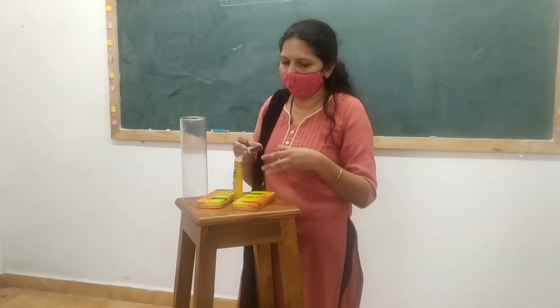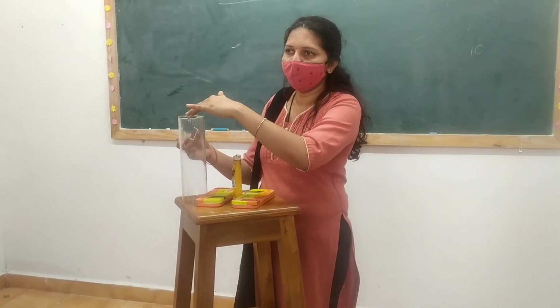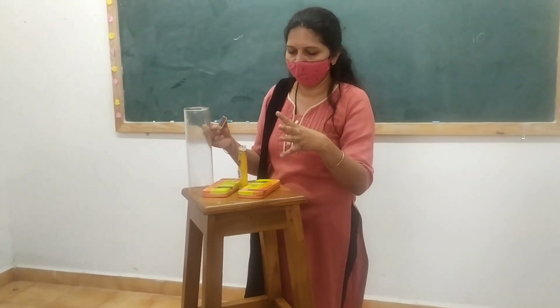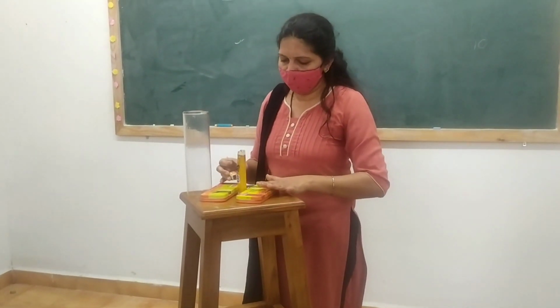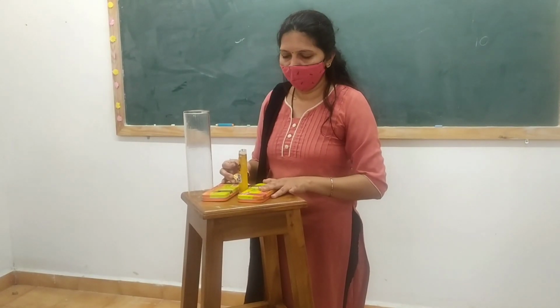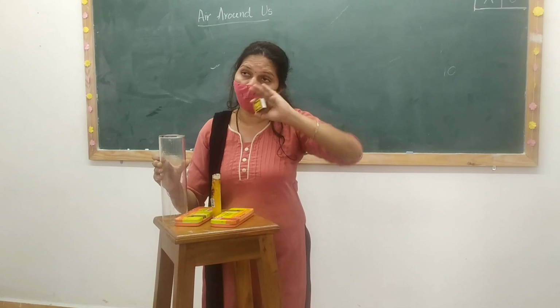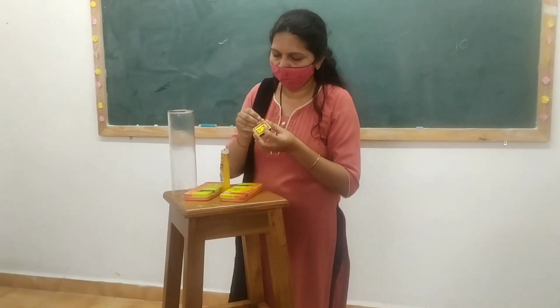Adjusting the setup. I have taken the candle, and there is a glass tumbler to stop the oxygen supply, or to stop air. Now I have used these two compass boxes to raise the platform, so there is a space for the air to enter. Now when I light the candle and invert the tumbler, you tell me what's going to happen. So let me light the candle first, okay?